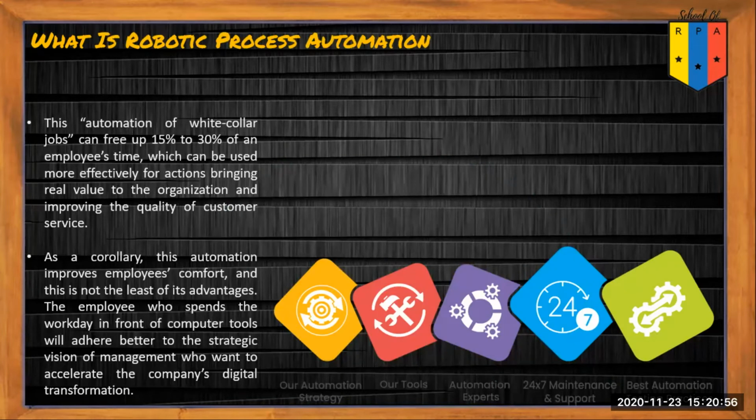This automation of white collar jobs can free up 15 to 30% of employees' time, which can be used to serve more effectively for actions bringing real value to the organization and improving the quality of customer service. As a corollary, this automation improves employees' comfort, and this is not the least of its advantages. The employee who spends the workday in front of a computer tool will adhere better to the strategic vision of the management who wants to accelerate the company's digital transformation.